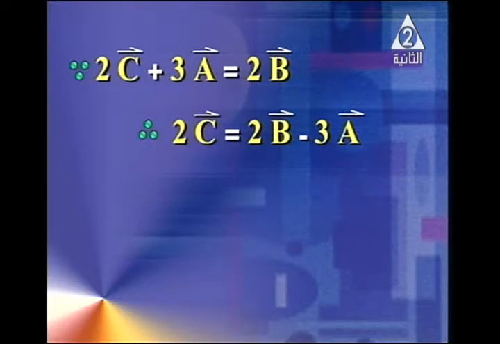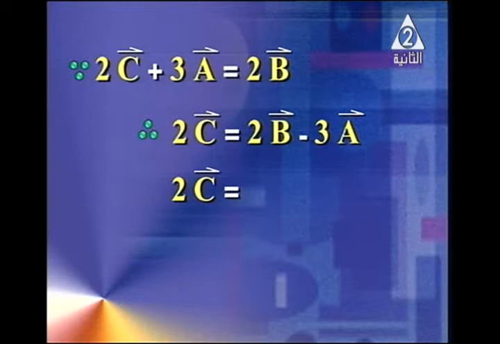We find 2B vector by multiplying 2 times vector B. After that, for 3A vector, we multiply 3 by vector A. After that, we subtract 2B minus 3A. After that, we divide by 2 or multiply by half.